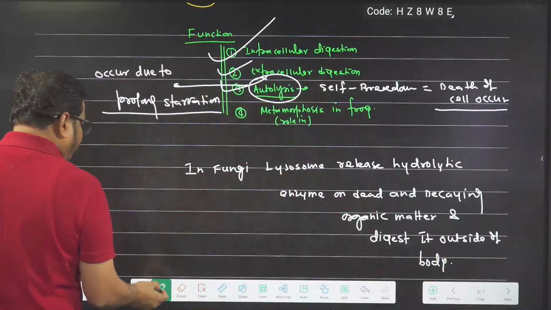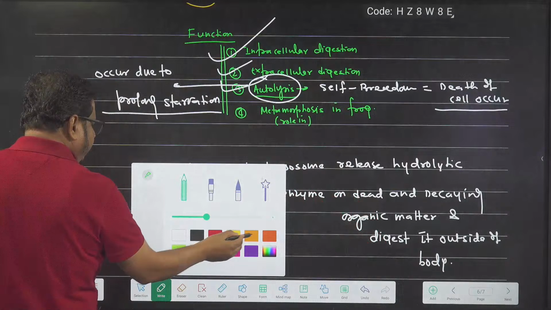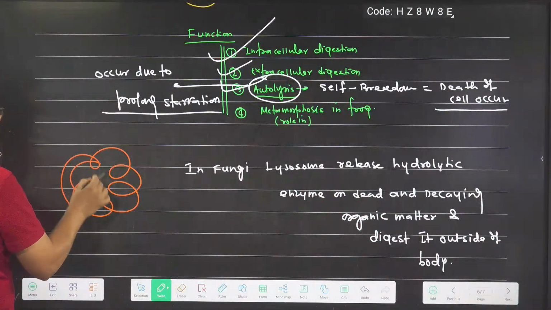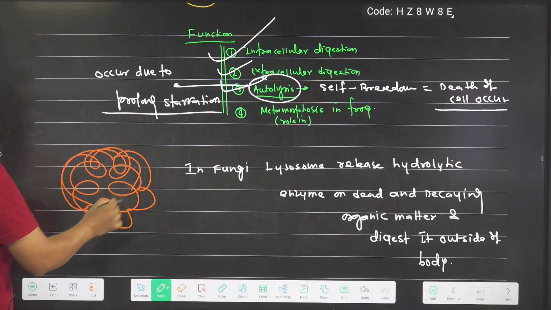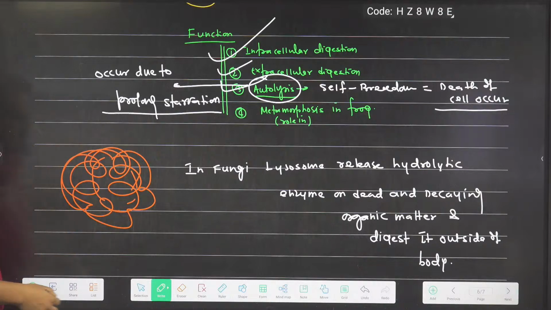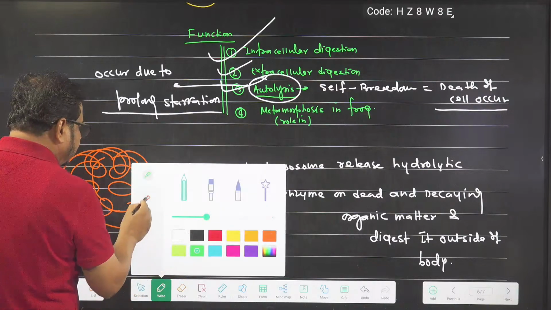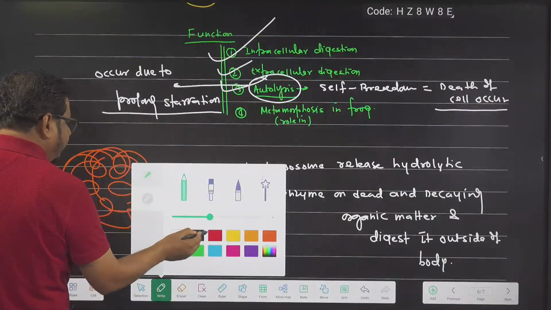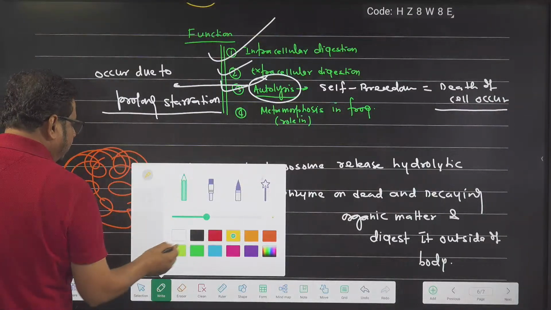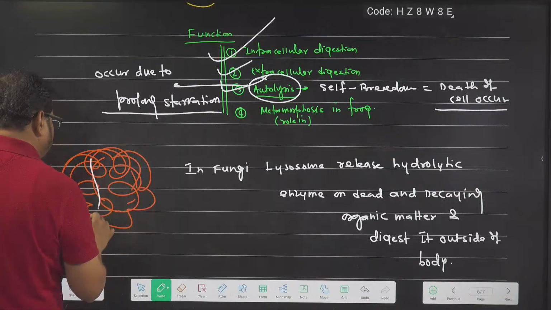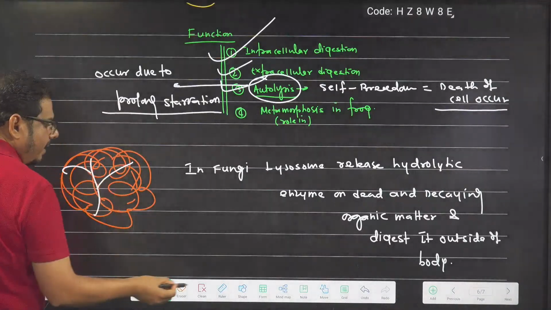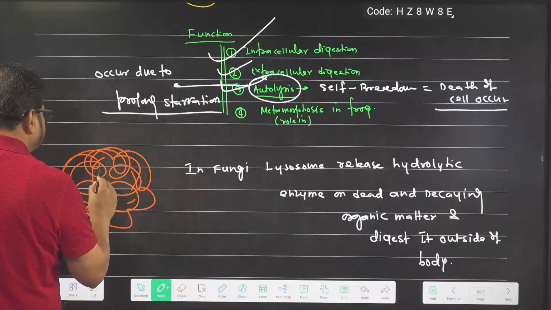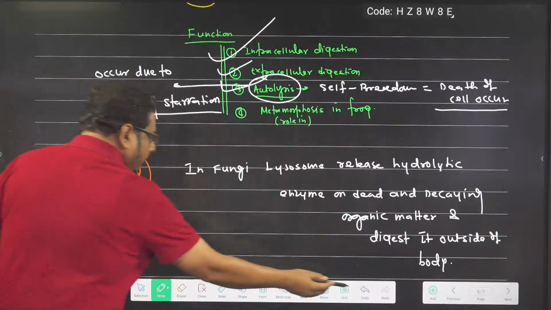Got the idea? Suppose there is some rotten vegetable, rotten vegetable organic matter, and on that rotten vegetable a fungus is growing. Suppose here it is a fungal hypha. The fungi will start growing. So that you understand better, I am drawing. Suppose a fungus is growing here.